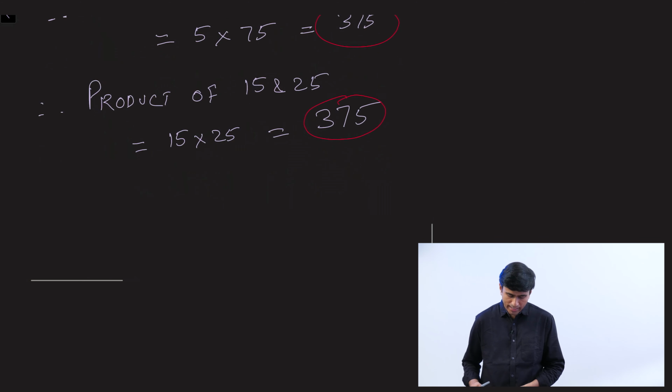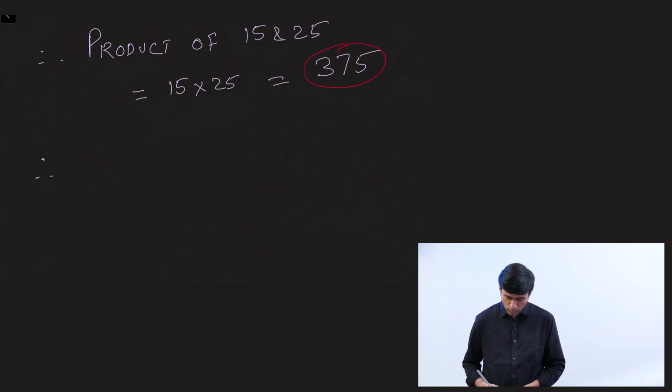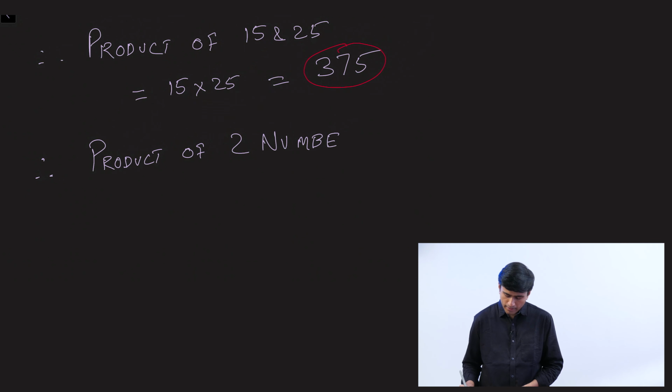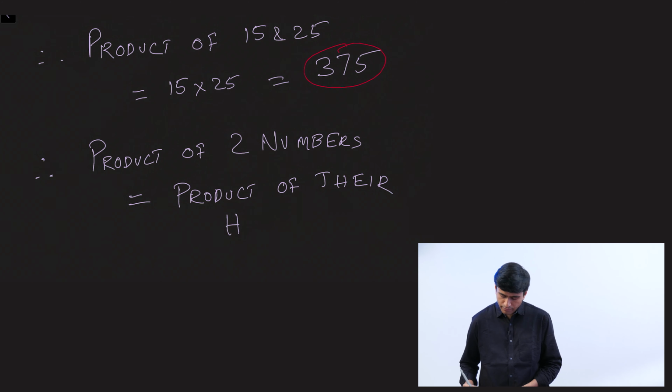So we can say that the product of 2 numbers is equal to the product of their HCF and LCM.